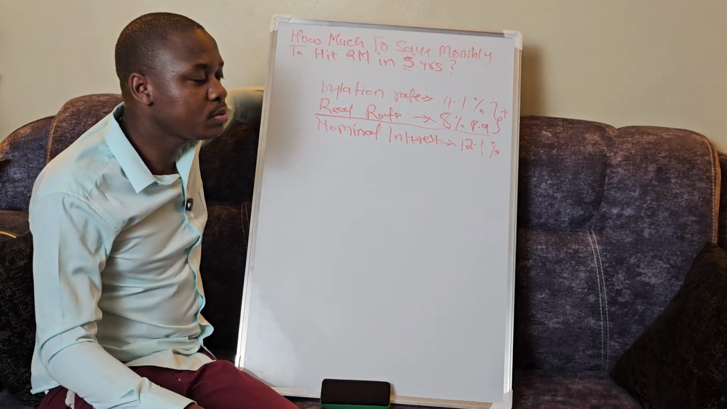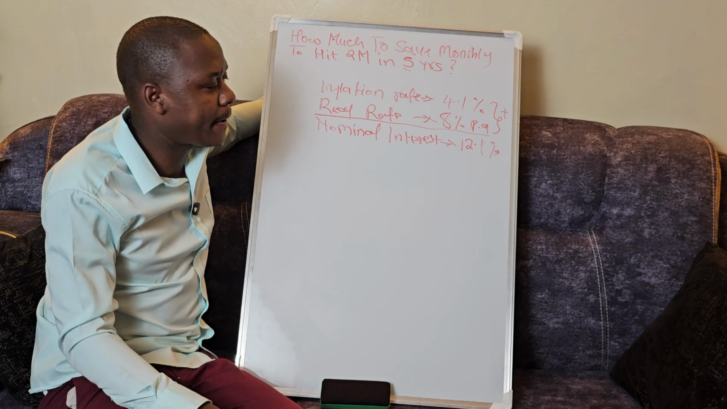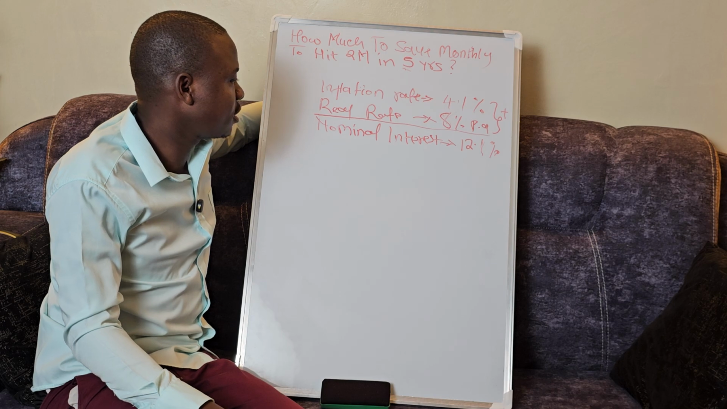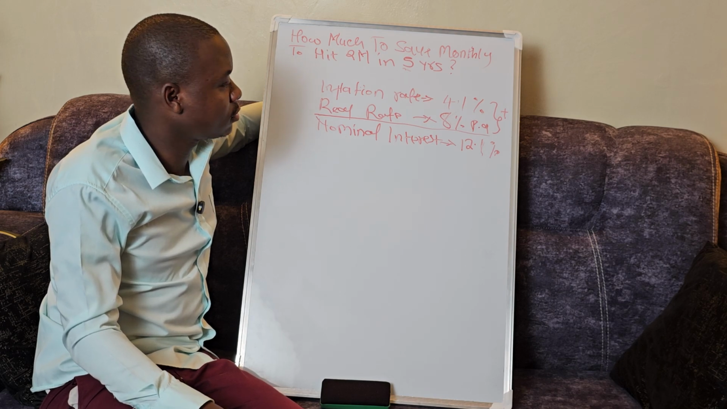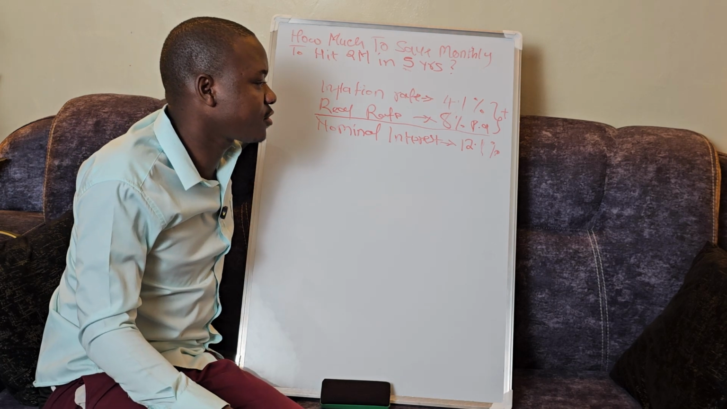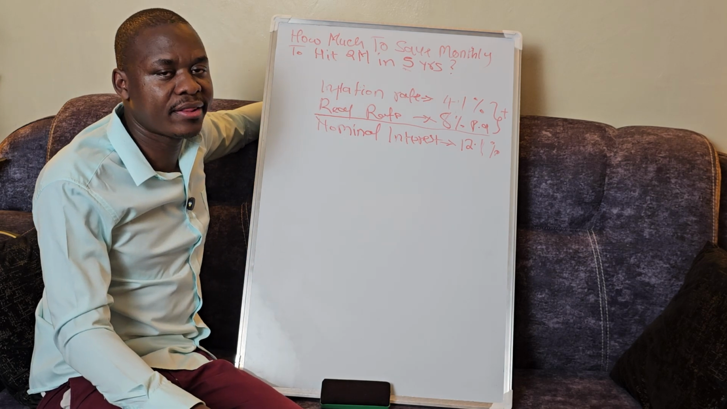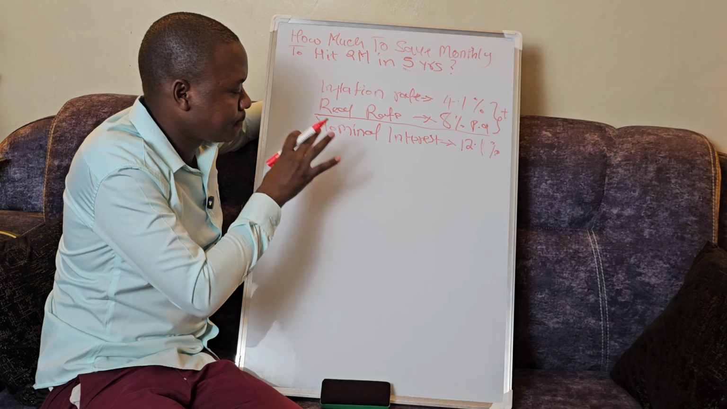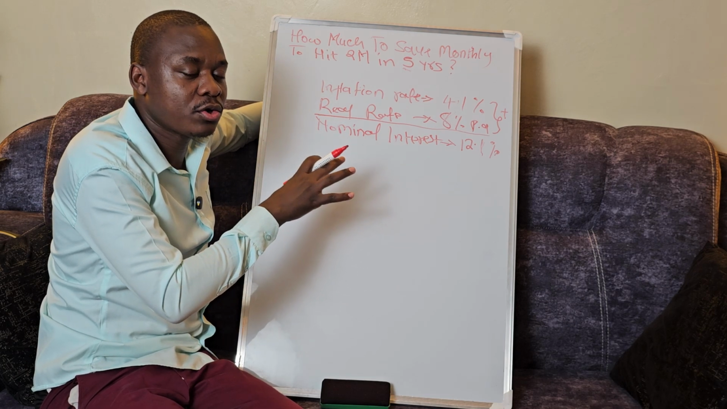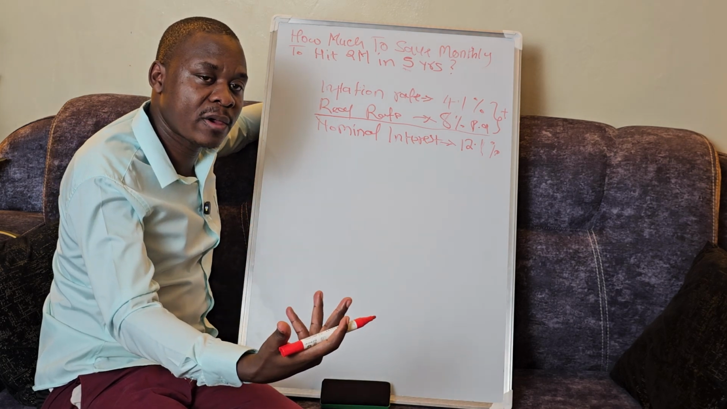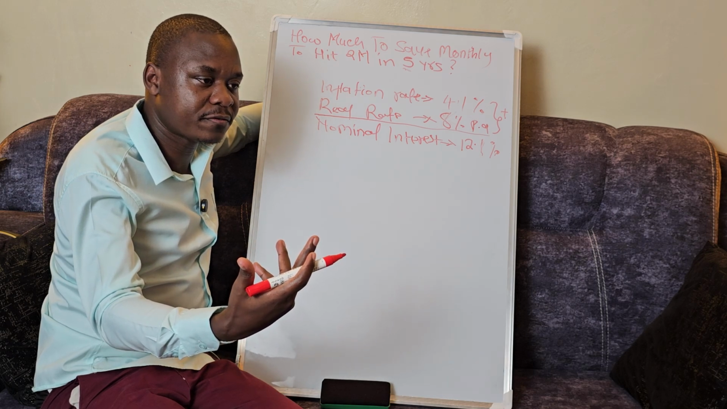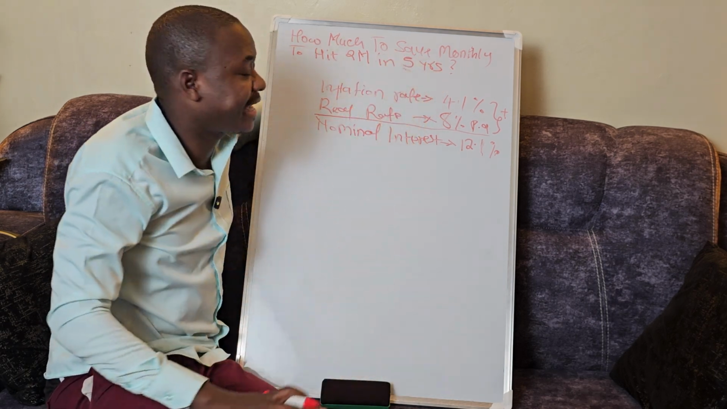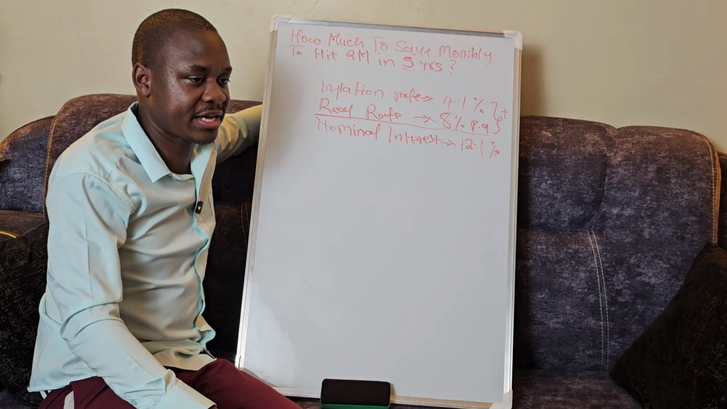And I want to assume that you are saving with a financial institution that is going to compound this interest monthly. So how much should you then save or seclude from your monthly income to achieve your 2 million target after 5 years?